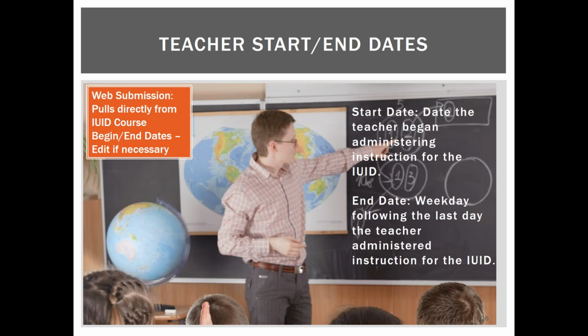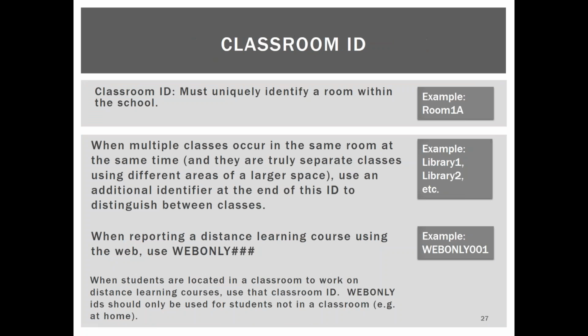Teacher start and end dates follow the same rules. The start date is the date the teacher began administering instruction for that IUID. The end date is the weekday following the last day the teacher administered the instruction for the IUID. In the IUID collection, that's where you put the end date for the course. The end date for the IUID is not submitted in class roster, but it will also be the weekday following the last day of the course.